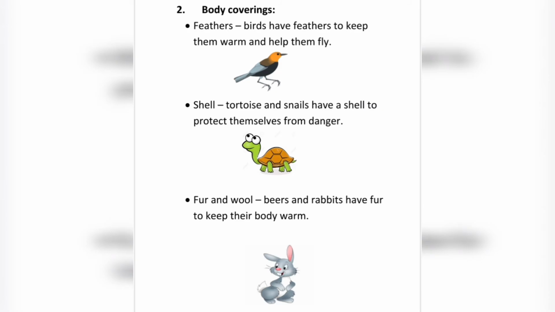Feathers. Birds have different types of feathers on their body. Some feathers help them to fly, while other feathers protect them from rain and cold. Shell. Animals such as tortoises, turtles, and snails have a shell on their body. They use their shells to protect themselves when in danger. Fur. Animals such as bears and rabbits have fur on their body. The fur keeps their body warm and protects them from rain.